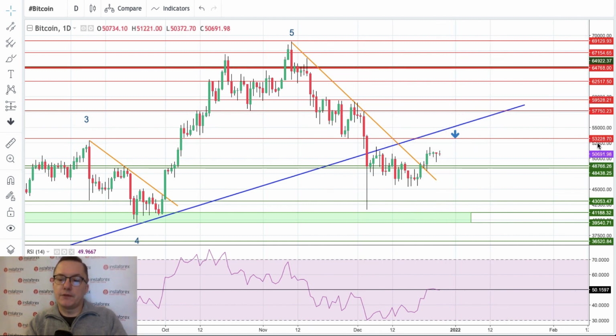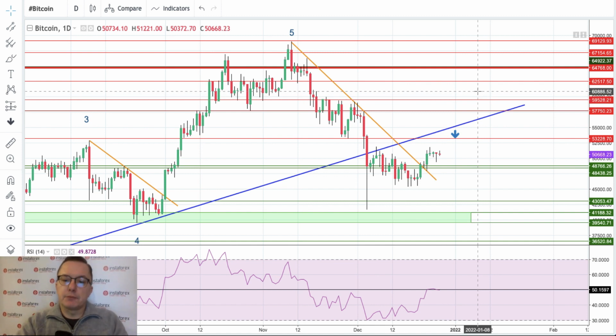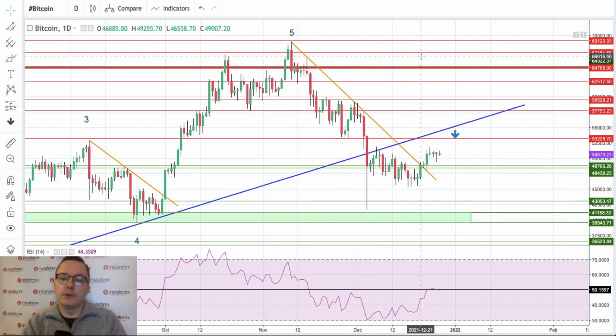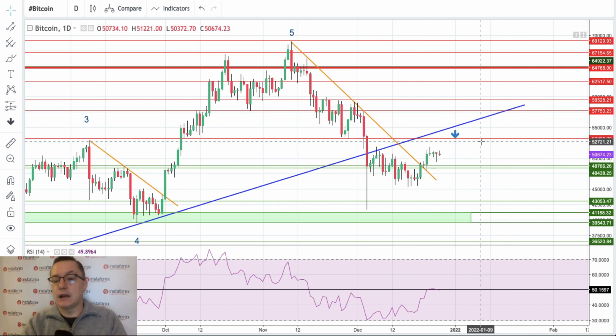So any break above 53,228 and above the blue trend line will open the road towards 59,528. And if we break above this level and we break above $60,000, then we have the road open towards the all-time high at 68,959. As long as we trade below the blue trend line, below the key technical resistance, the outlook remains kind of bearish to trendless market, basically. So we might have some sort of accumulation here.